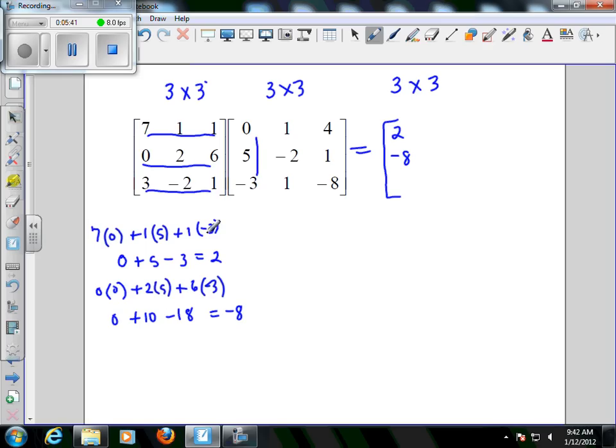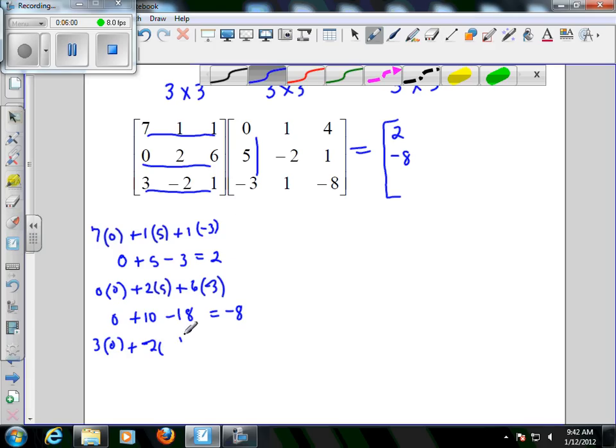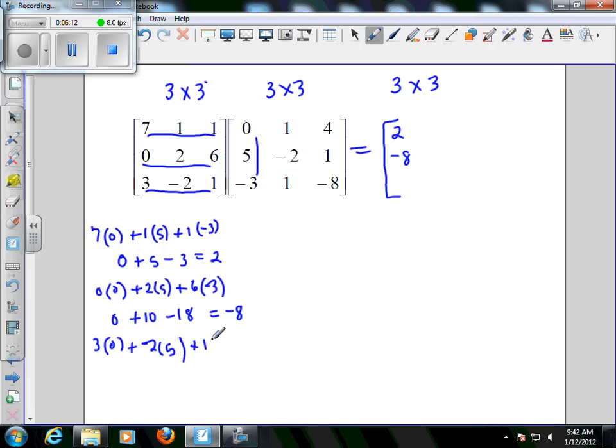Again, now continuing on, last row times first column. So we're going to say 3 times 0 plus negative 2 times... Oh, I'm sorry, I'm on the wrong column. 2 times 5, I should say. I was looking at the wrong column. So we have 3 times 0, negative 2 times 5, and then we have the last one, 1 times negative 3. Okay, so that's much better. So we have 0 minus 10 minus 3, which gives us negative 13.